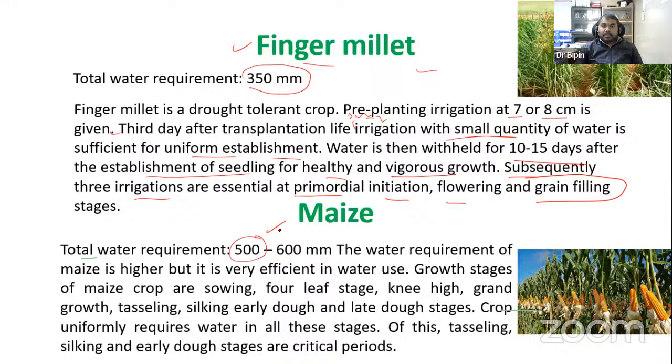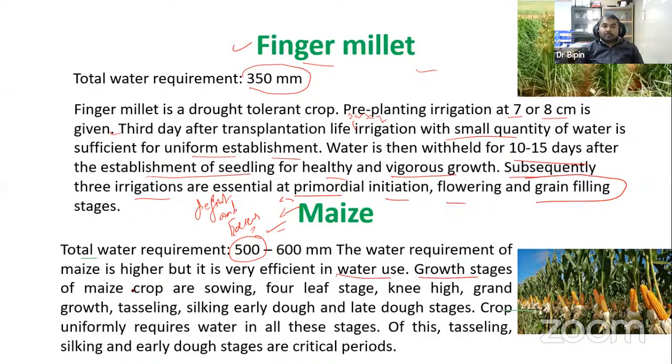So your maize is more sensitive to both deficit and excess. When water is deficit, it will show symptoms very early. When the water exceeds in the field of the maize, then again it will show waterlogging symptoms very early. So that is why it is sensitive to both excess and deficit irrigation. And the water requirement of the maize is higher, but it is very efficient in use of the water.